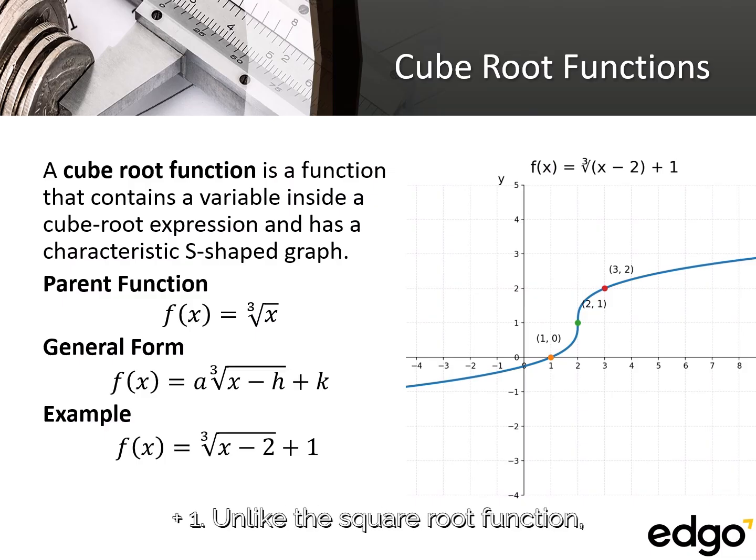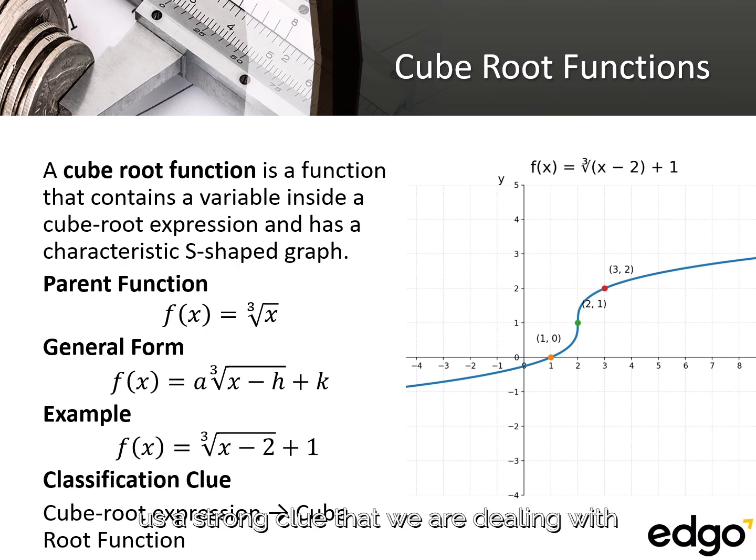Unlike the square root function, the cube root graph extends in both directions. It has the characteristic S-shaped curve. So when we see a cube root expression or an S-shaped graph extending in both directions, that gives us a strong clue that we are dealing with a cube root function.